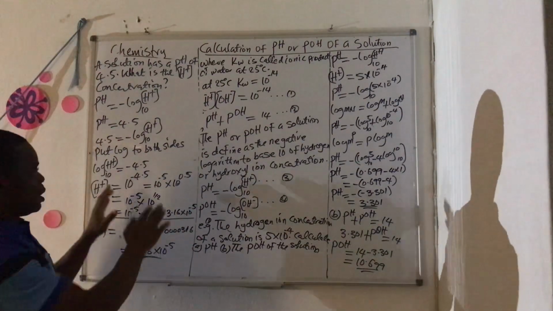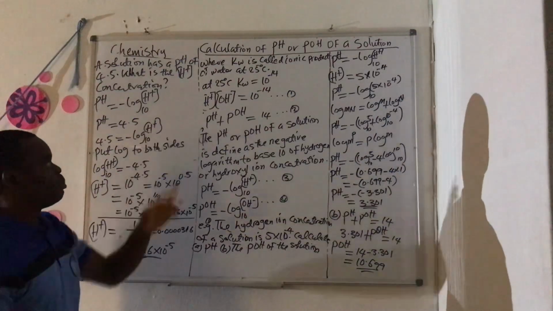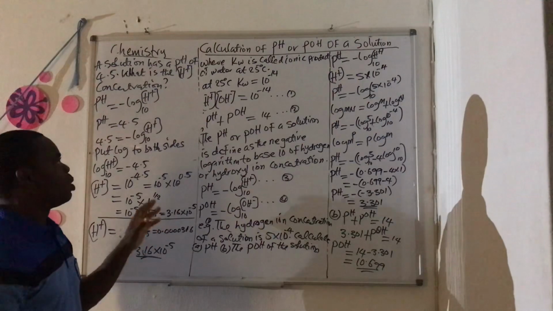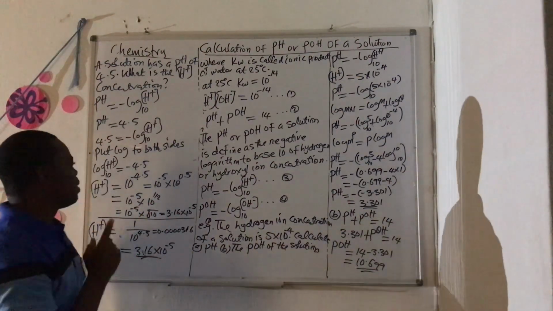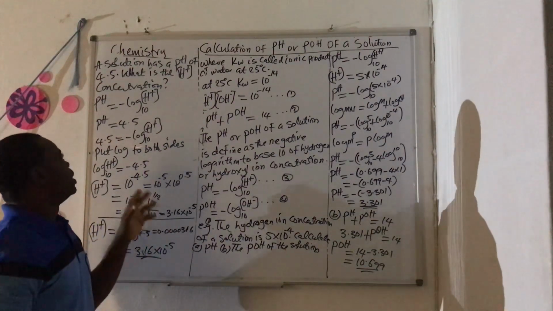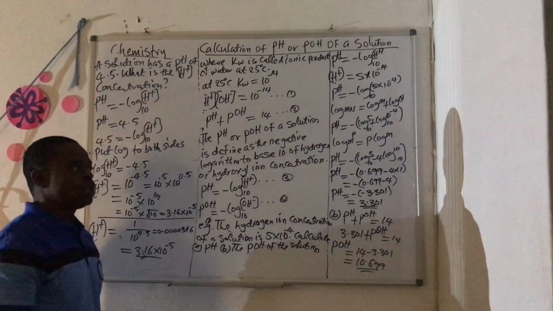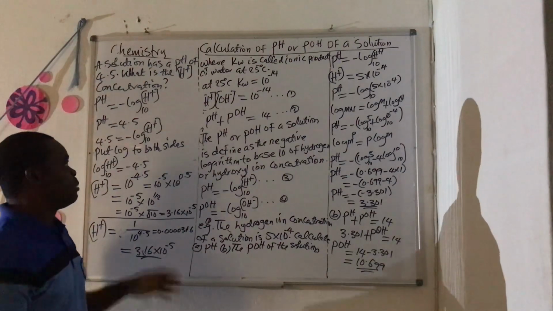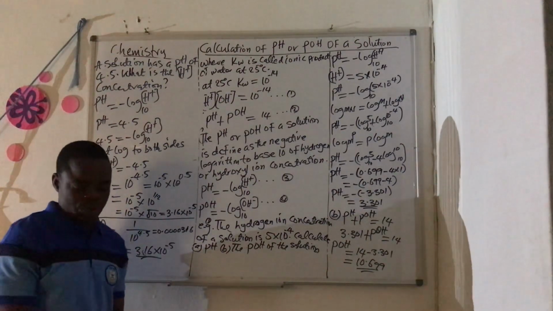So this is the example we can use to illustrate the pH or pOH of a solution. In summary, the pH of a solution is the negative logarithm to base 10 of the hydrogen ion concentration. And equally, in every aqueous solution, the concentration of hydrogen ion is related to the concentration of the hydroxide ion. In fact, the pH of a solution is the measure of the acidity of that solution. Thank you.